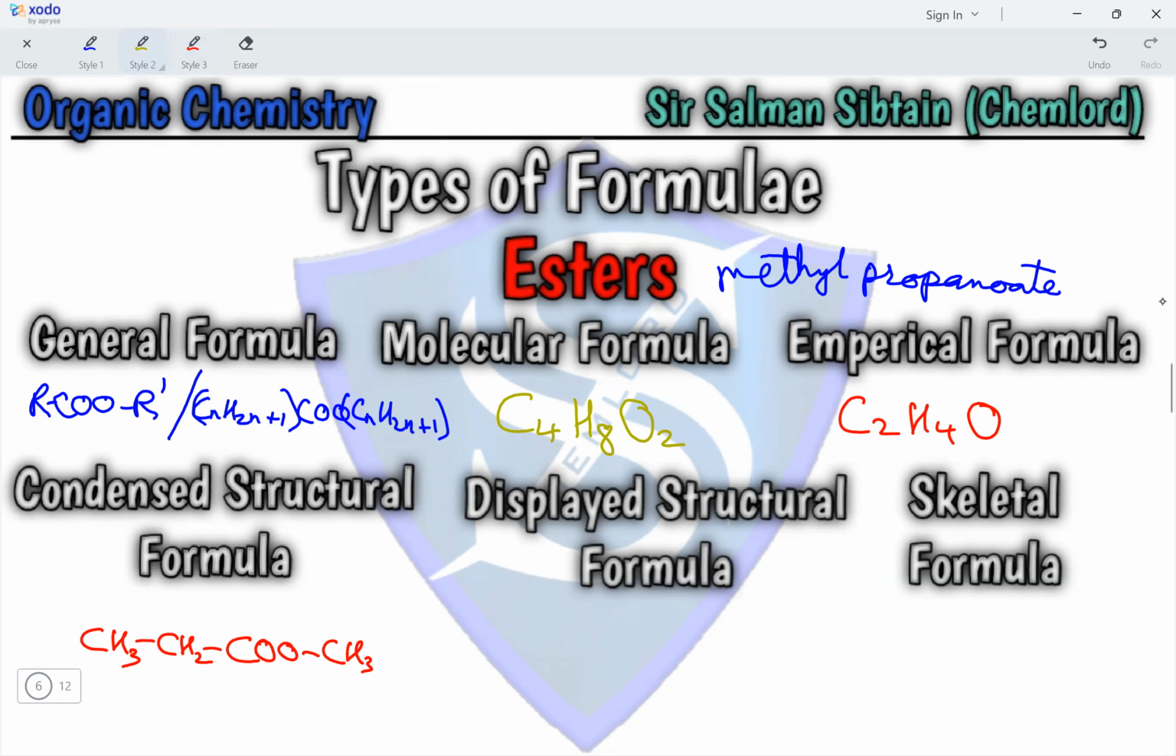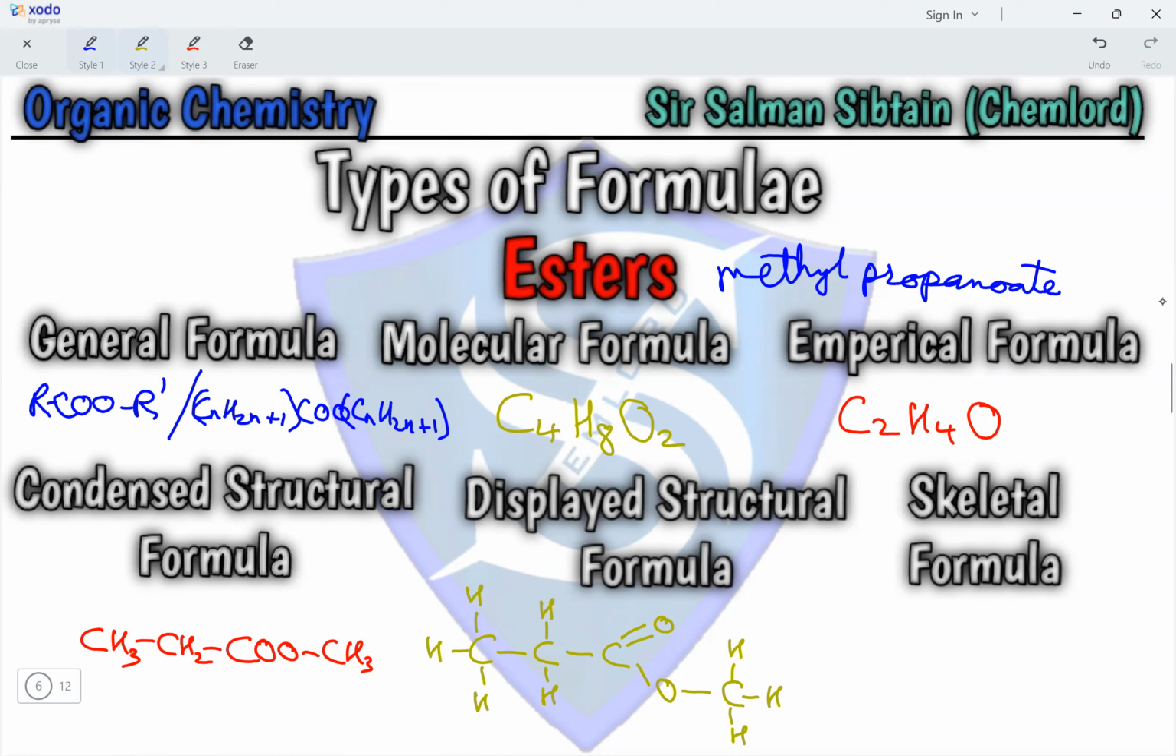Now, in order to display the structure, we would have 3 carbon atoms in a straight chain, followed by a double bond O, a single bond O, and a carbon atom attached to the single bond O. So this carbon atom would be a methyl group, with 3 hydrogen atoms attached to it. The terminal carbon atom on the other side would have 3 hydrogen atoms attached to it, and the carbon atom left in between would have 2 hydrogen atoms placed on it, completing the displayed structural formula.